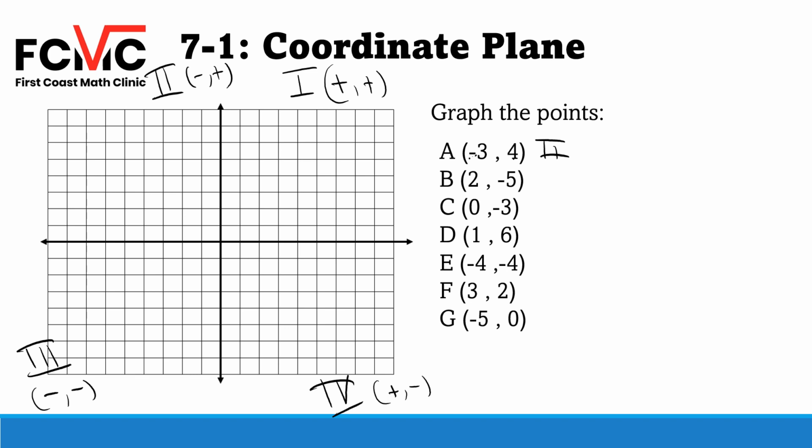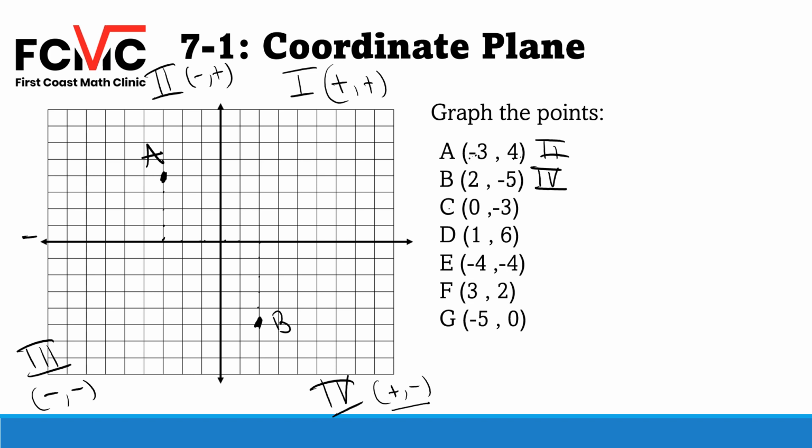Okay, so (-3, 4). We're going to go over to the left 1, 2, 3, and then up 1, 2, 3, 4. So point A should be right here. B is (2, -5), so a positive, negative, so that should be in quadrant 4. So I'm going to go to the right 2, 1, 2, and then down 5, 1, 2, 3, 4, 5. So point B is going to be right here.